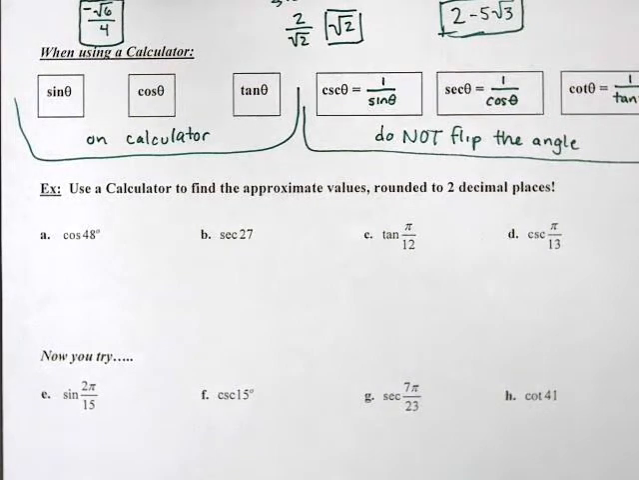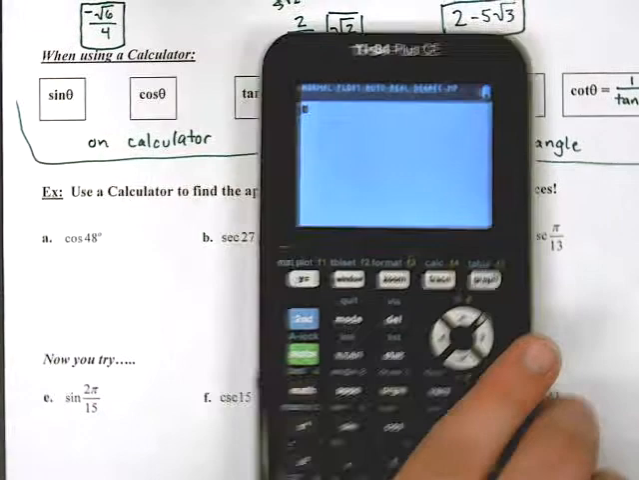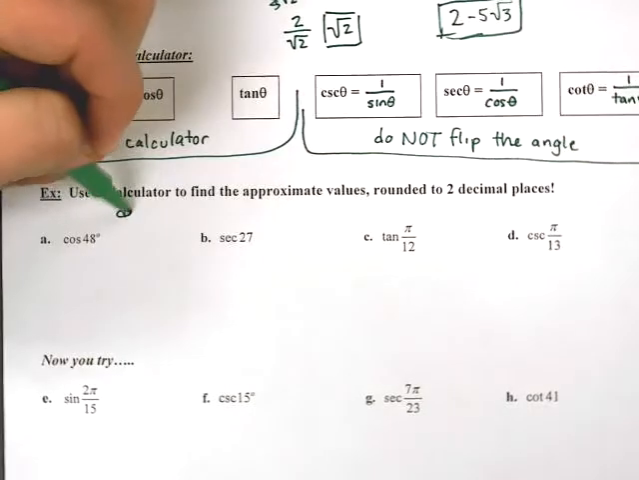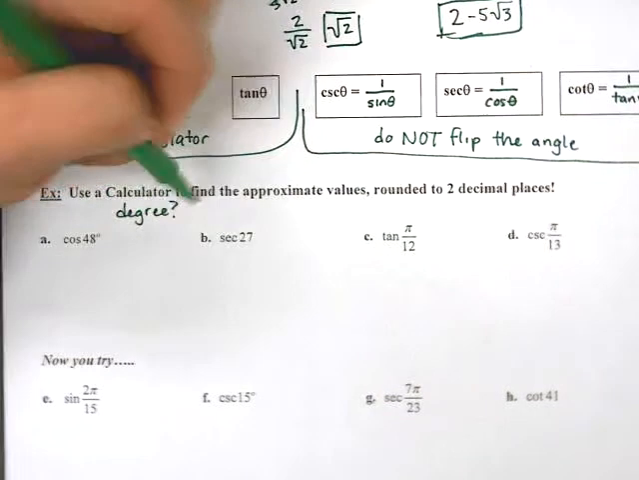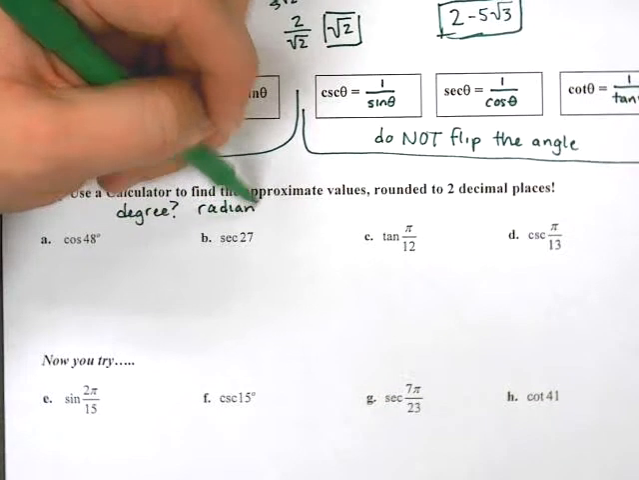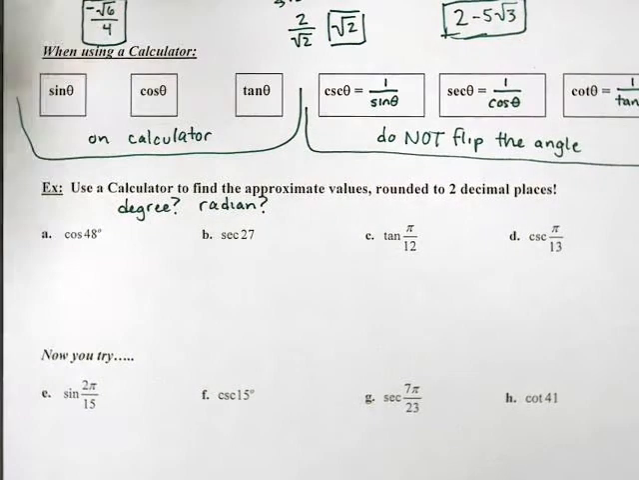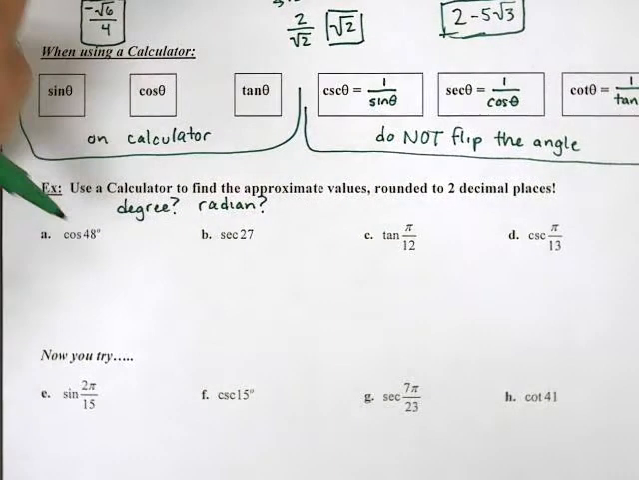So, a couple of things that we need to talk about. Degree, radian. We need to be very careful. When you're looking at a problem, you need to look and see what units you're in.